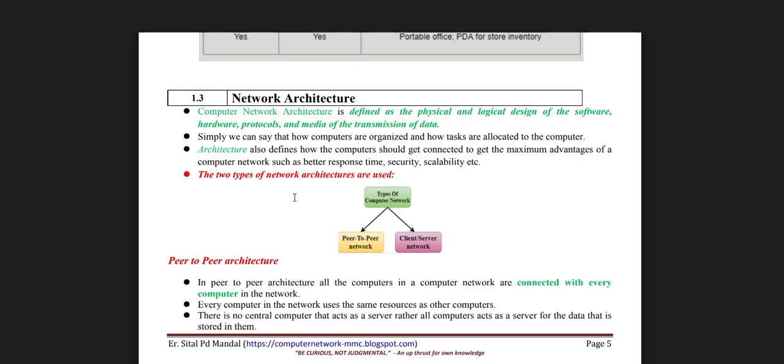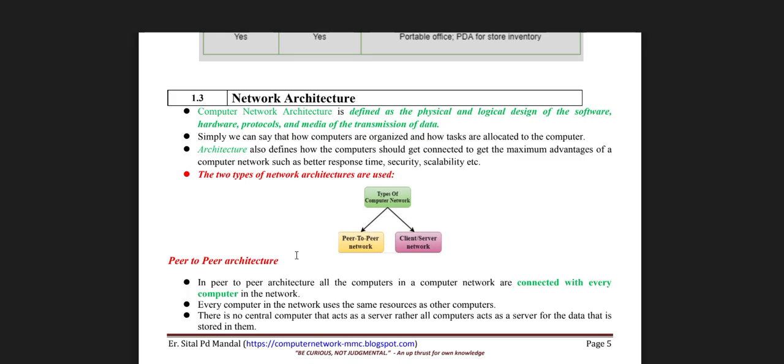Network architecture: a computer network is defined as the physical or logical design of the software, hardware, protocol, or medium of transmission of data. Simply, we can say that architecture defines how computers are organized and how tasks are allocated to them. Architecture also defines how computers should be connected to get the maximum advantage of computer networks, such as better response time, security, and scalability. Types of computer network: peer-to-peer network and client-server network.